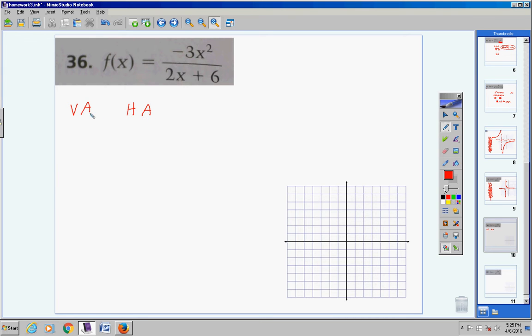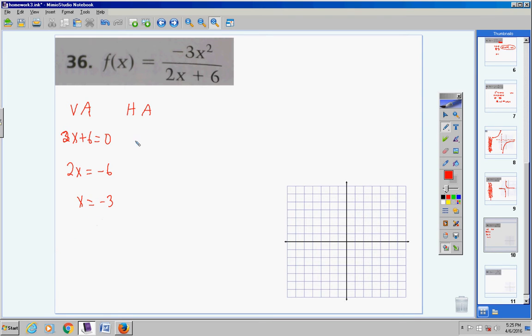For the vertical asymptote, we're going to take our denominator and set it equal to 0 and solve. Bring your 6 over and make it negative 6. Divide both sides by 2 and x equals negative 3. So there's your vertical asymptote, negative 3.